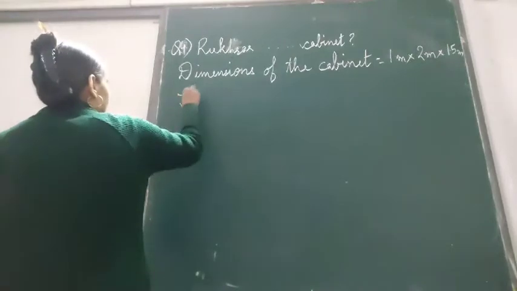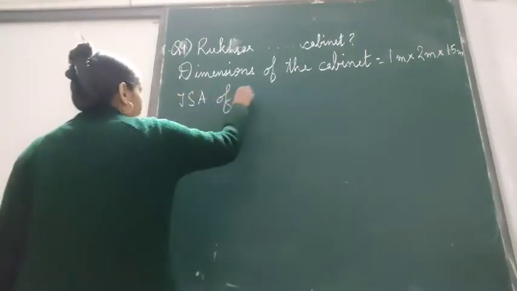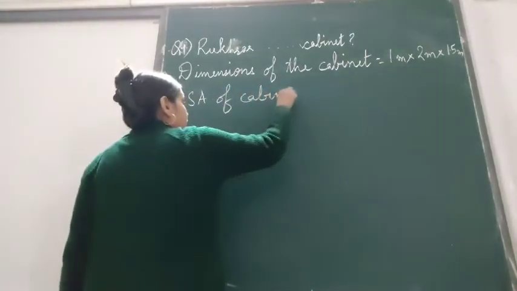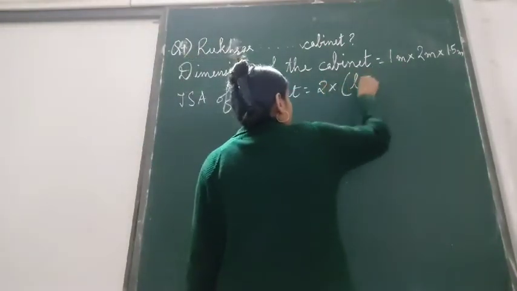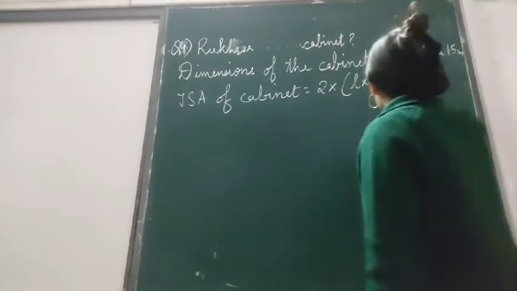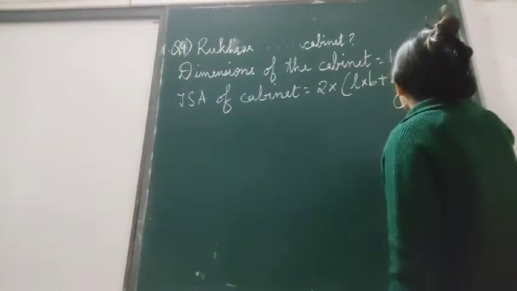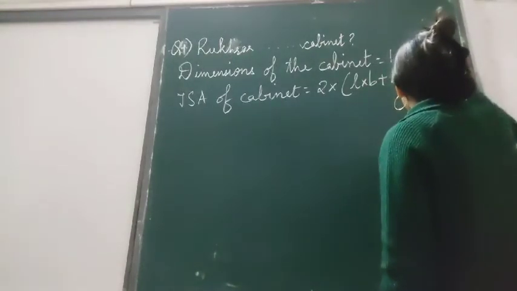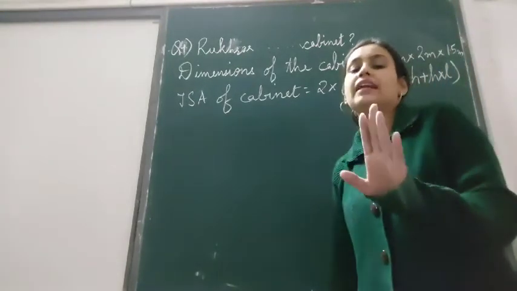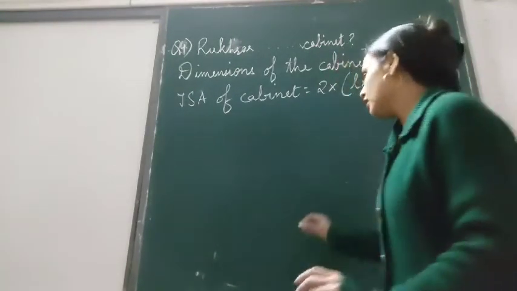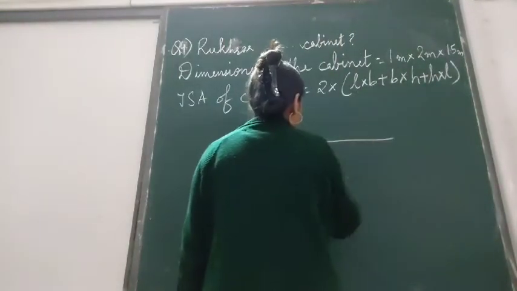Okay, and now we have to find the total surface area. So the total surface area of cabinet will be given by 2 times length into breadth plus breadth into height plus height into length. But she is not painting the entire surface area. She is leaving the base.